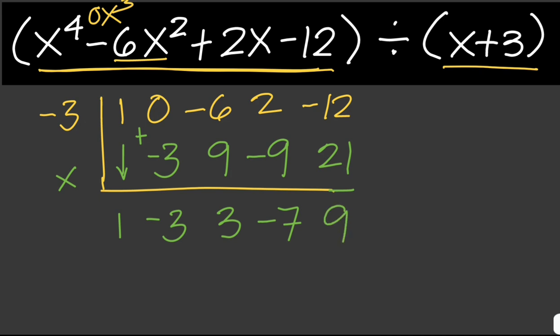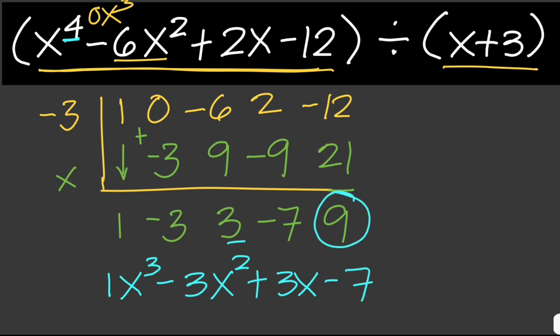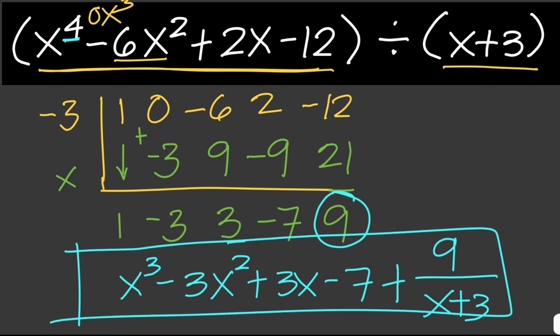And now we can write our answer in the form of an equation. Since the highest degree here is 4, our answer would start at degree 3. So this would be 1x cubed minus 3x squared plus 3x minus 7, and 9 here is the remainder, so that will be plus 9 over x plus 3. We can simply neglect the 1 here. They are just the same. Right, so this is our answer here: x cubed minus 3x squared plus 3x minus 7 plus 9 over x plus 3.